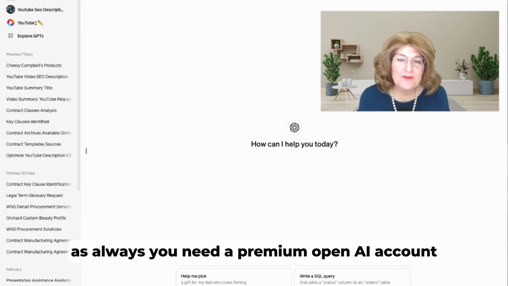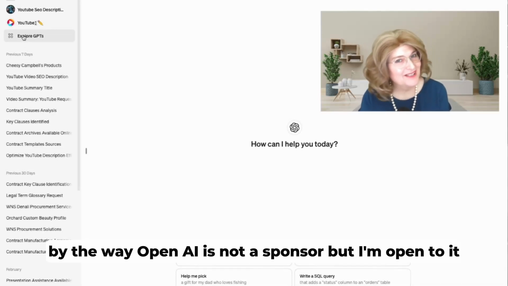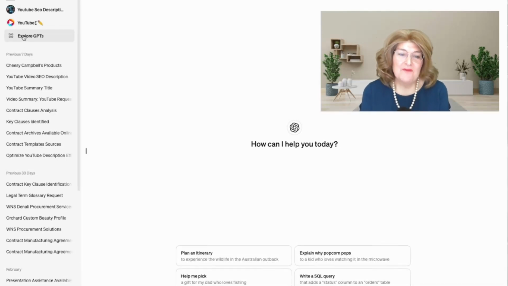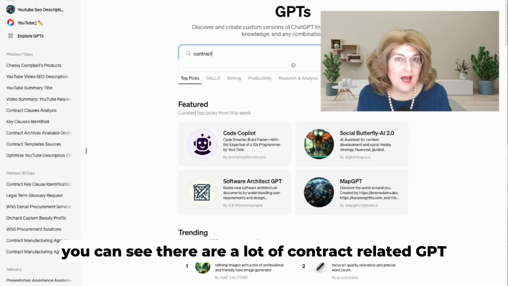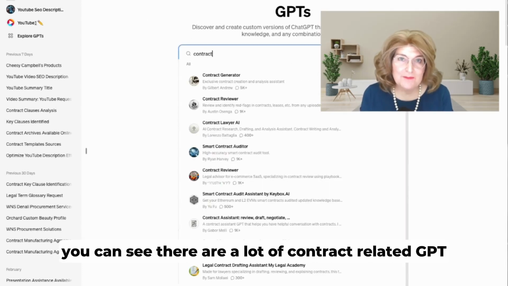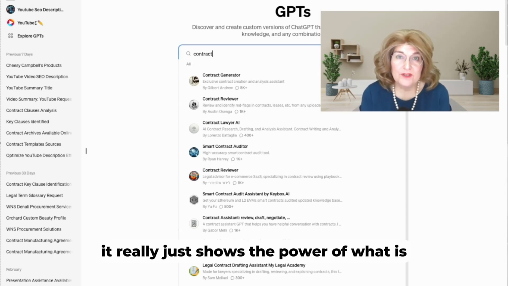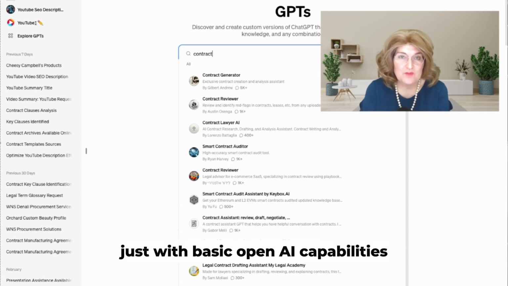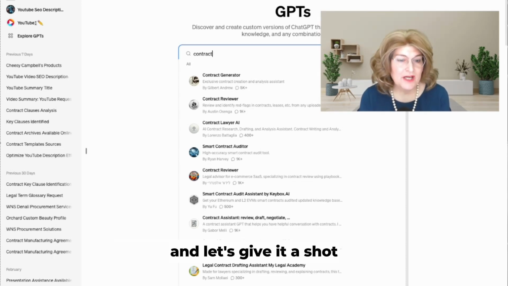As always, you need a premium OpenAI account. By the way, OpenAI is not a sponsor, but I'm open to it. Just DM me. If we go to explore GPTs and we type in contract, you can see there are a lot of contract-related GPTs. There's a whole bunch to explore here. It really just shows the power of what is at your fingertips just with basic OpenAI capabilities. I chose Contract Reviewer Assistant, and let's give it a shot.